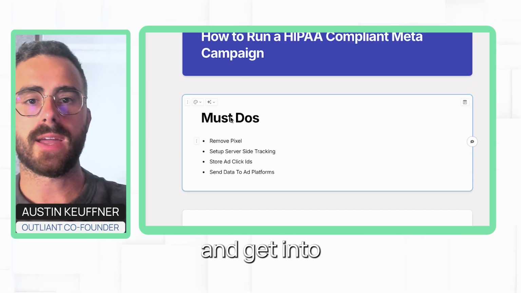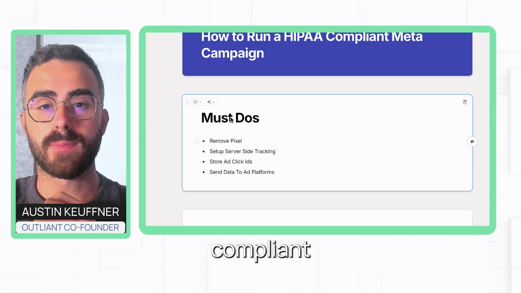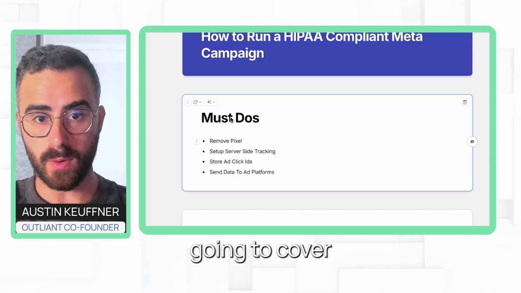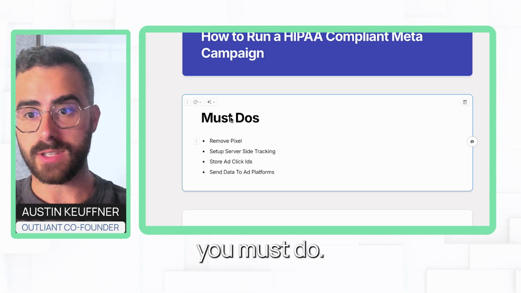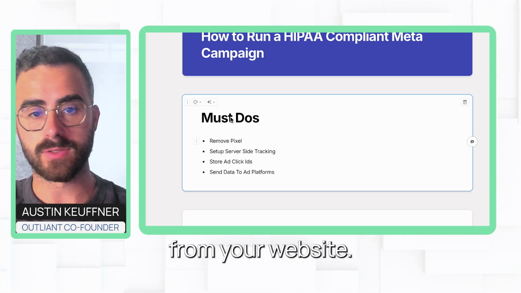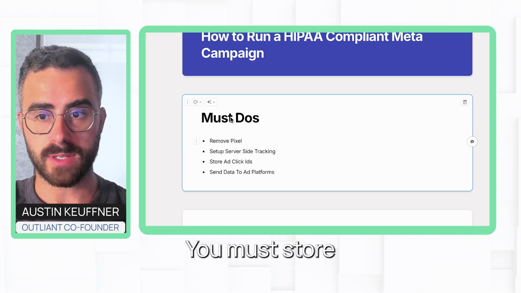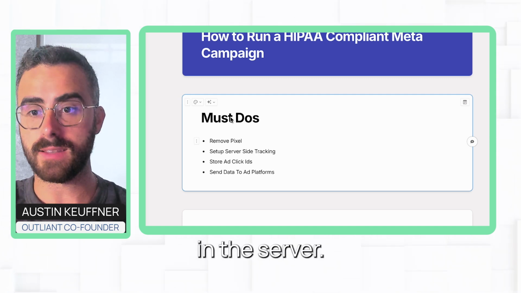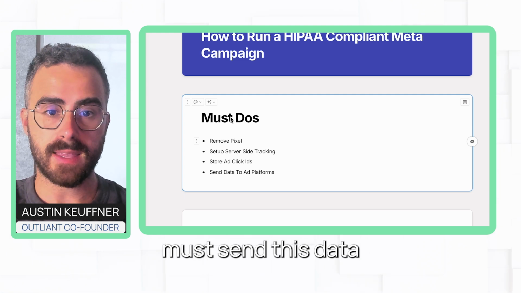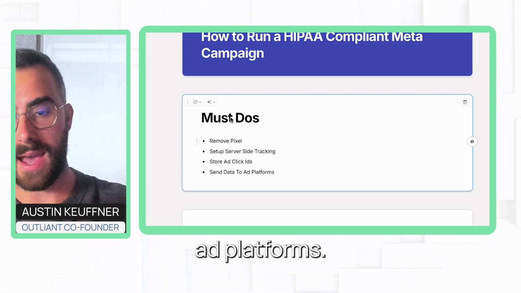Okay, so let's go ahead and get into how to run HIPAA-compliant Meta campaigns. And what we're going to cover is some of the things you must do. You must remove the pixel from your website. You must set up server-side tracking. You must store the click IDs in the server, and then you must send this data from your server into the ad platforms.